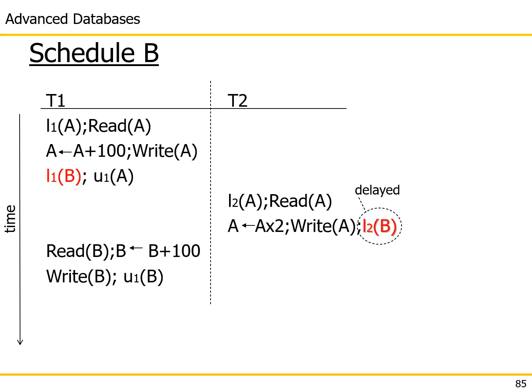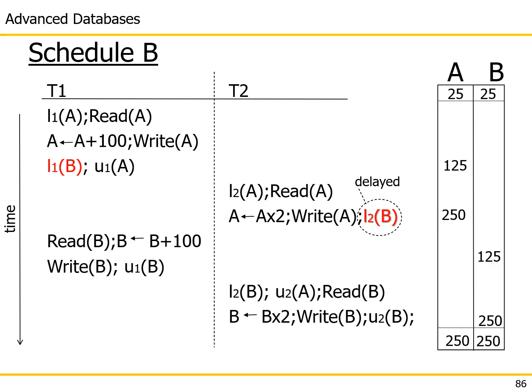Okay, so now the context switch happens after T2 gets blocked, and T1 continues running, and it will unlock B. When it unlocks B, this was the end of T1, and the operating system will realize that T1 stopped, so it will context switch to T2, and this guy continues running, and we get a consistent state, which is 250 and 250.